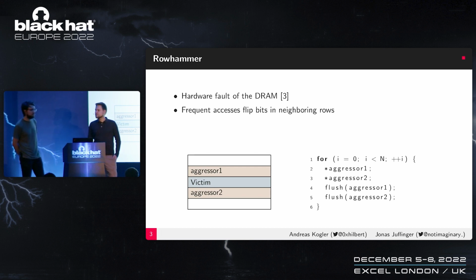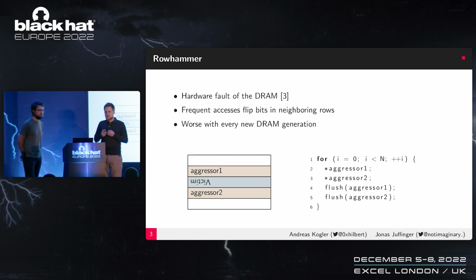You can see here the code on the right. It's accessing two pointers, aggressor 1 and aggressor 2. These map to the memory, as you can see it on the left, to these rows. And if we now access these aggressors a lot in this loop, after some time, bits in the victim row in between will flip. So as we see here, that's only the code required to produce flips in your memory.